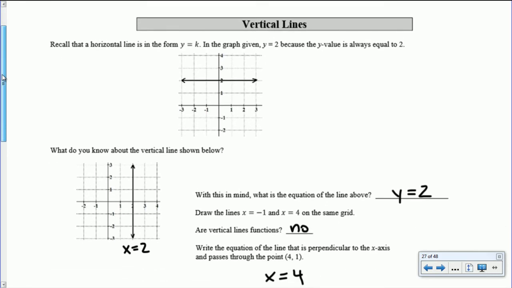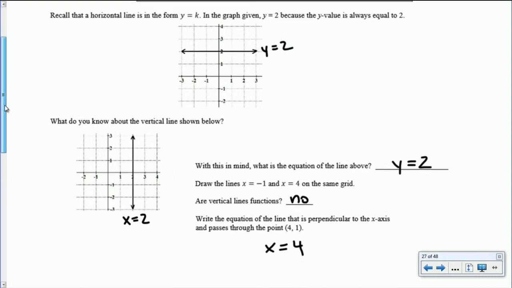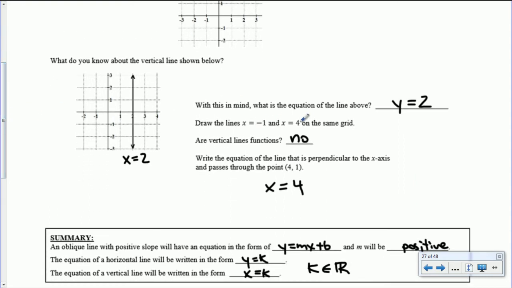So vertical lines. Here we have a horizontal line, y equals 2. That's the equation, y equals 2. Okay, draw lines x equals -1 and x equals 4 on the same grid. So x equals -1 will be here, and x equals 4 will be there. Pretend that's a little bit more in line. Are vertical lines functions? No, they are not, because they do not pass the vertical line test.